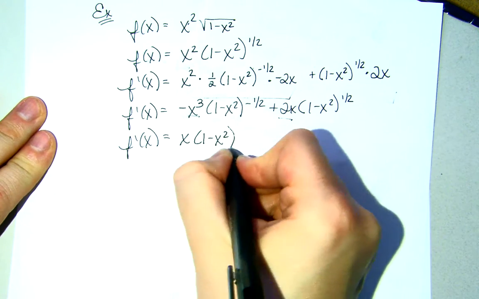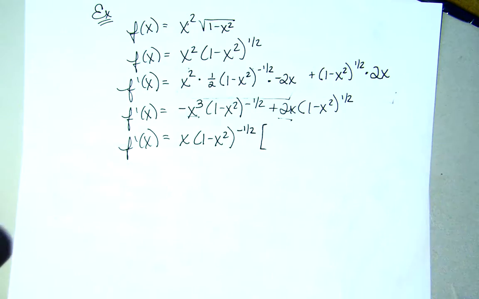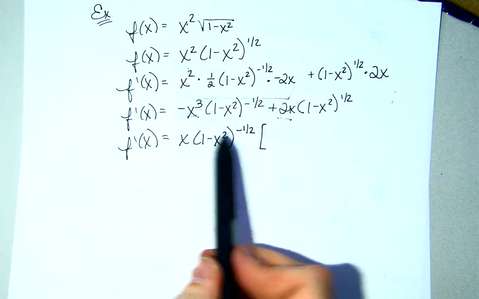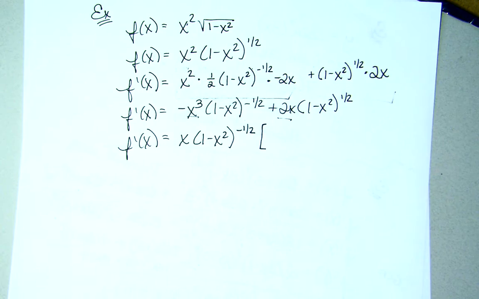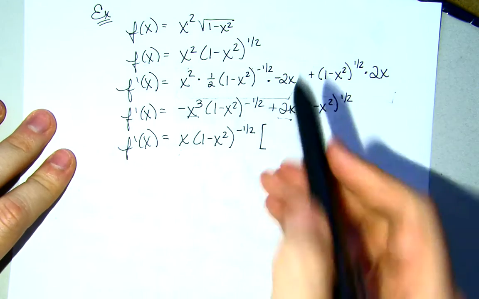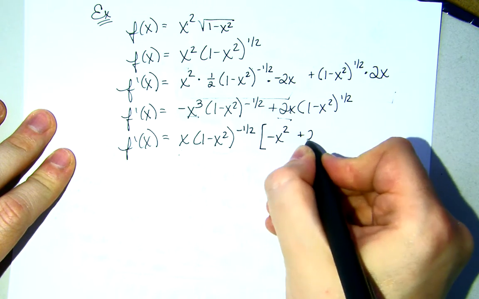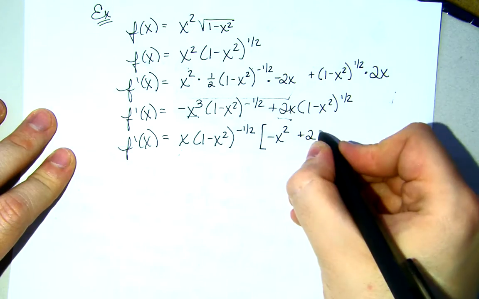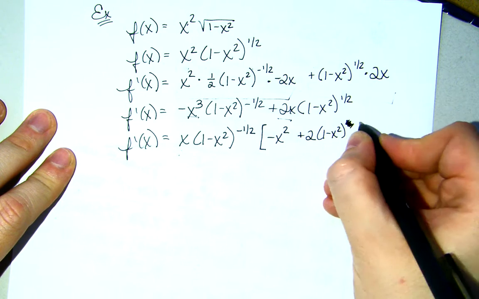1 minus x squared to the negative 1/2. Well, the good news is I won't have any of those in my first term. What will I have in that first term? Negative x squared. X times what gives you negative x cubed? Negative x squared. Then I'm going to have 2, and I'm going to have some sort of 1 minus x squared thing. I'm going to say 1 minus x squared to some power that I just haven't figured out yet.